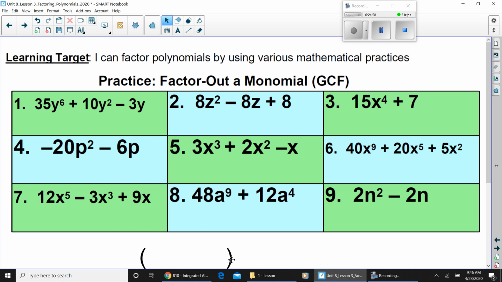The first thing when I look at this, I put down some parentheses, right? I'm going to need a little bit more room. So obviously a number is going to go out here, the greatest common factor, and all the terms inside, I'm just going to be doing distributive property in reverse in my head. So what number goes into all of these numbers here?